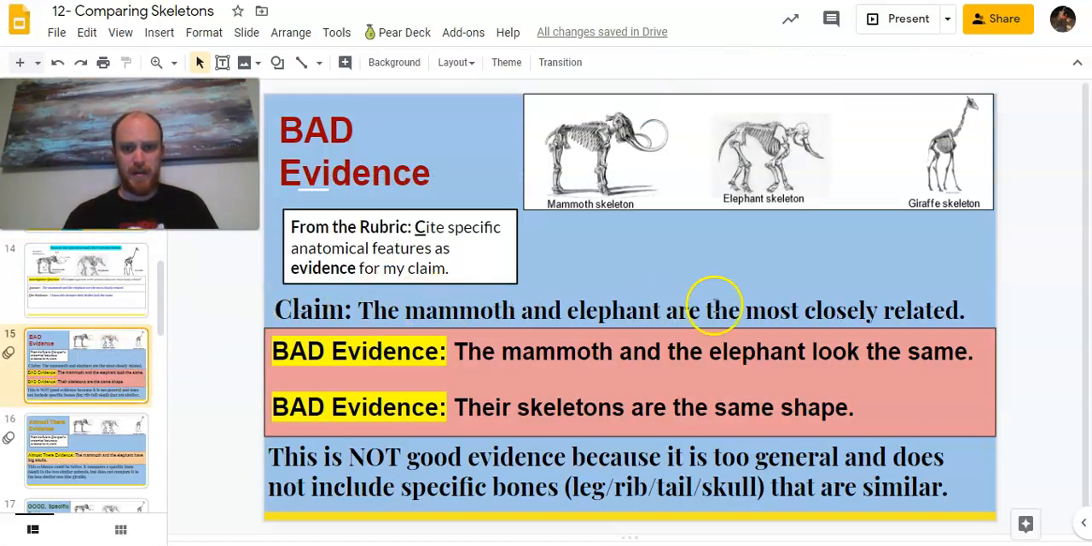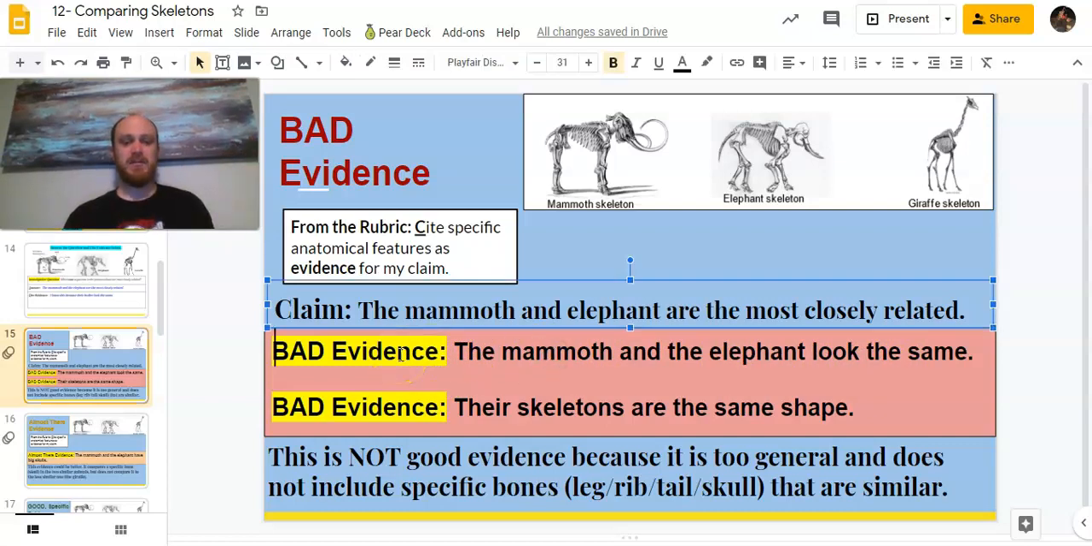Next slide says the mammoth and the elephant are the most closely related. Awesome, that's what I said. And the mammoth and the elephant look the same. Hey, that's what I said. Sweet. Oh, wait. This says that's bad evidence. This is not good evidence because it's too general and it doesn't include specific bones. It doesn't say anything about a leg or a rib or a tail or a skull. Dang it. Okay, so let me go back.